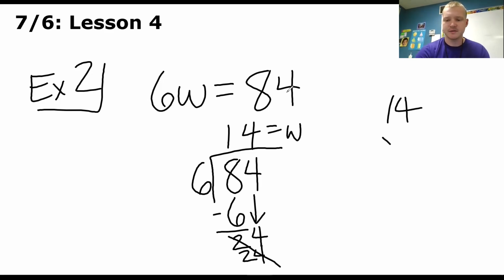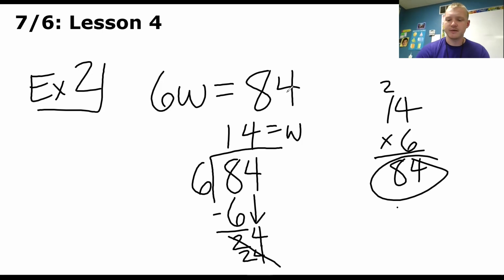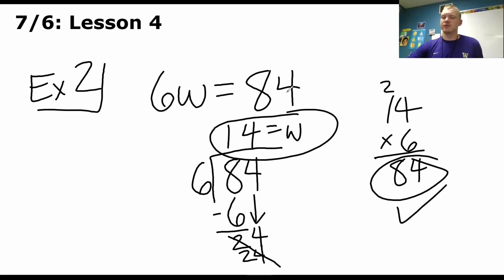Now let's check that. 14 times 6. Is that going to equal 84? Let's see. 6 times 4, 24. 6 times 1 is 6 plus 2 is 8. 84. So that's the correct answer. We have 14 equals w for number 2. All right, let's move on to example number 3 now.